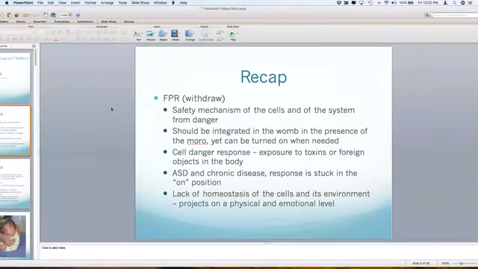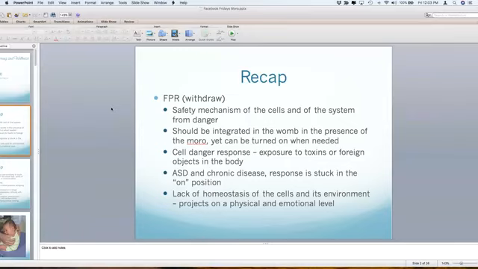It should be integrated in the womb. So the fear paralysis comes out early, like in the first trimester, and it should be integrated in the presence of the Moro, which we're going to be talking about today, yet should be able to be turned on when needed. Basically, the fear paralysis in the functional medicine world is the cell danger response, which is the response to exposure to toxins or foreign objects in the body.